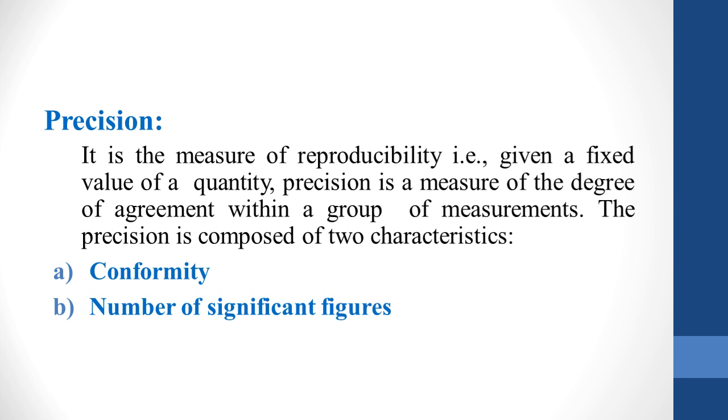Precision. It is a measure of reproducibility. That is, given a fixed value of a quantity, precision is a measure of the degree of agreement within a group of measurements. The term precise means clearly or sharply defined. As an example of the difference in meaning of the two terms accuracy and precision.